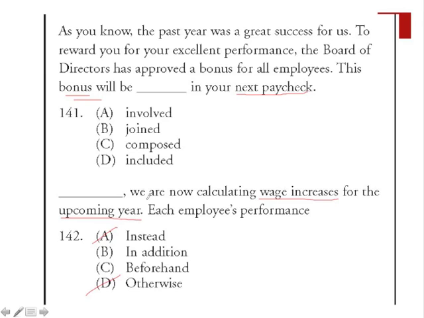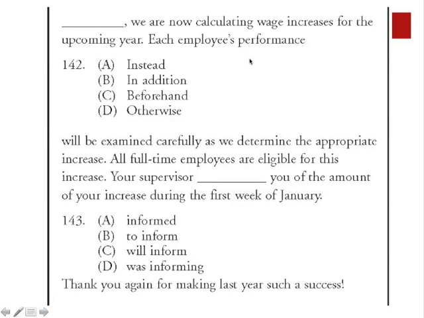Well, again, generally when we do well, things improve. So in this case, the bonus is going to be included, and then as I read along a little bit more, "each employee's performance will be examined as we determine the appropriate increase. All full-time employees are eligible for this increase." So in this case, it seems like we're not talking about a step that will be before something else. In fact, I notice the language here is involving the future. So in this case, I think our answer is going to be B, in addition to this information.